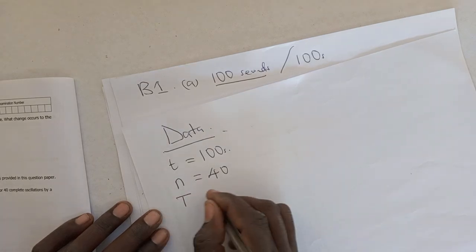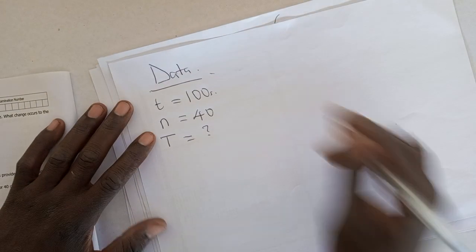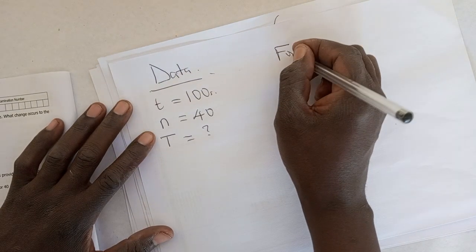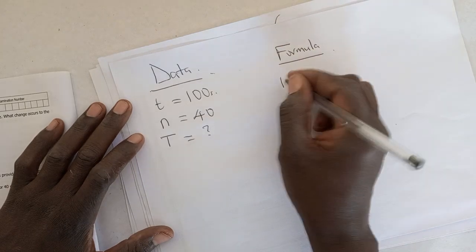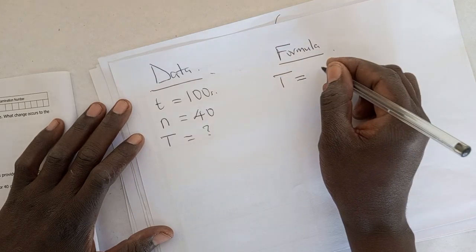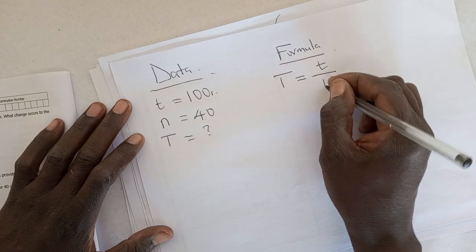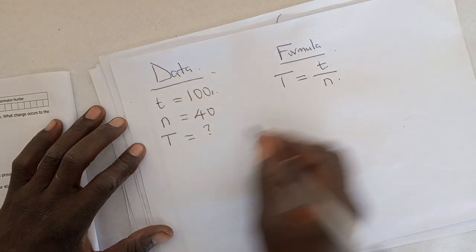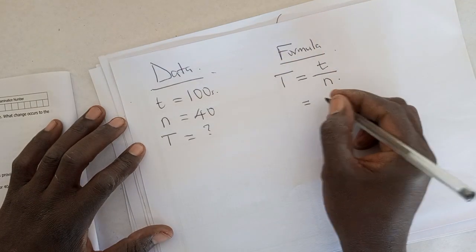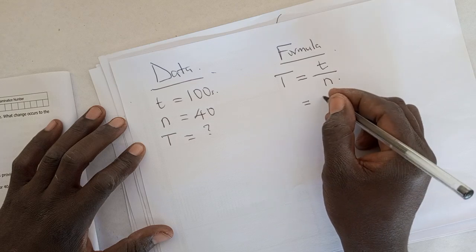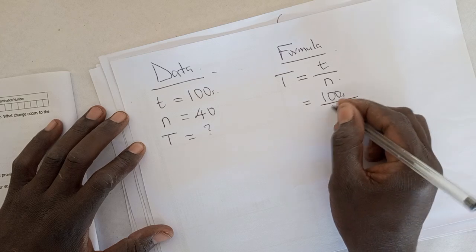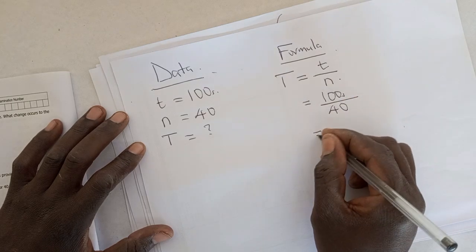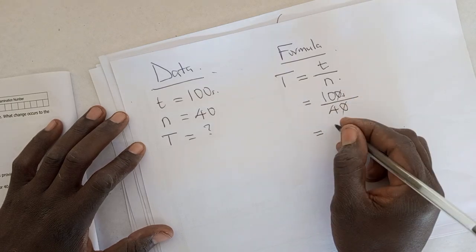What is the question demanding? The period. What is the period? We don't know. We need to calculate that. So we come to the formula. What is the formula for finding the period? The period of a pendulum is equal to time taken over number of oscillations. From the data, we are able to substitute correctly: 100 seconds for time over 40 oscillations. What is the answer?